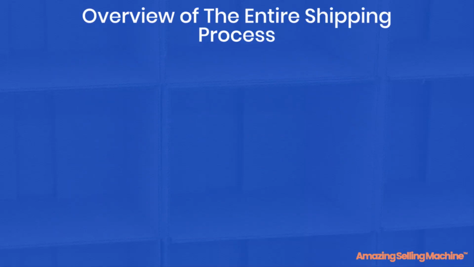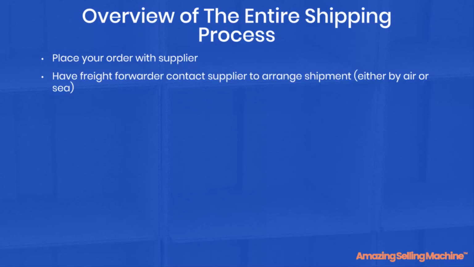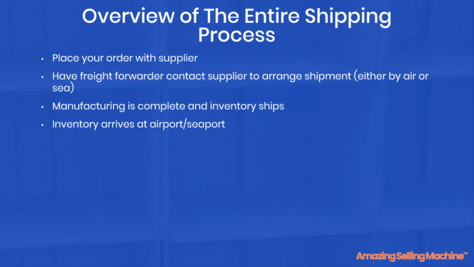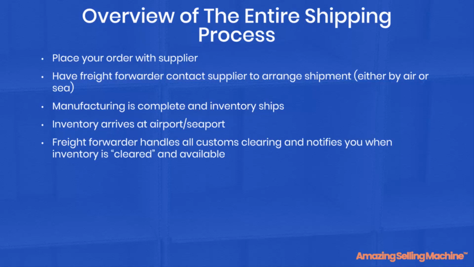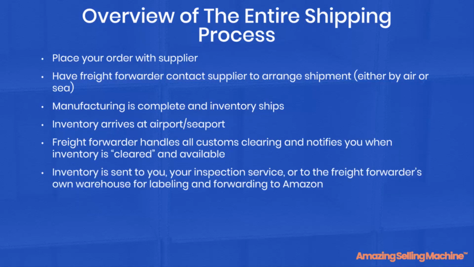Now let's do a quick overview of the entire shipping process. You place your order with your supplier. You have a freight forwarder contact your supplier in order to arrange shipment, either by air or by sea. Your supplier completes their manufacturing, and then your inventory ships out. The inventory then arrives at the airport or seaport. The freight forwarder handles all customs clearing and notifies you when the inventory is finally cleared and available. The inventory is then sent to you, your inspection service, or to your freight forwarder's own warehouse for labeling and then forwarding on to Amazon.